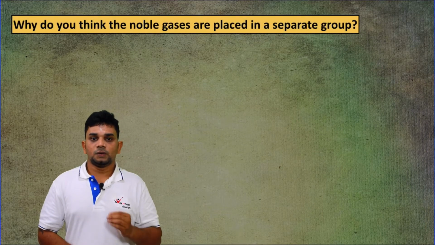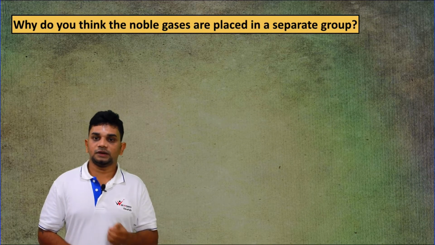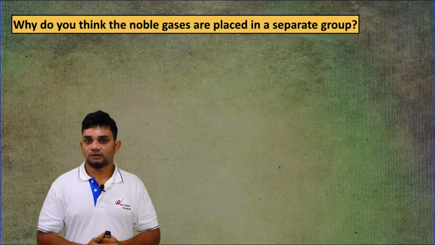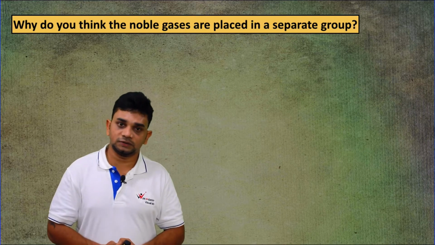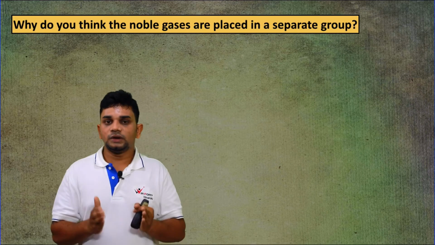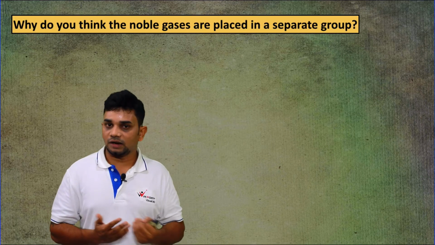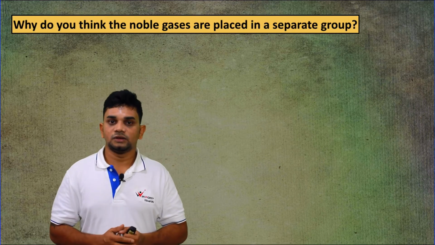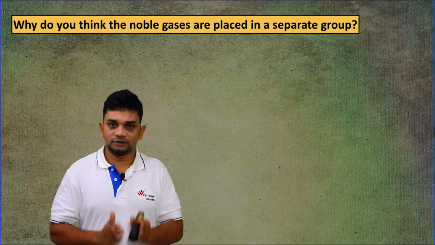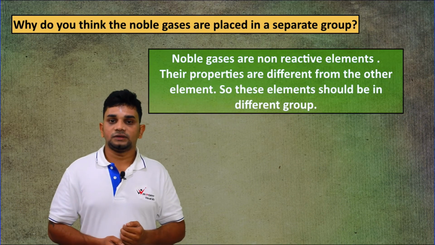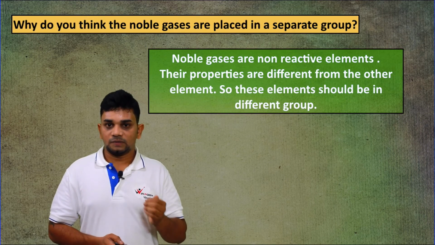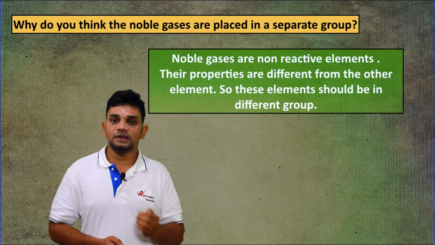Next question. Why do you think the noble gases are placed in a separate group? Noble gases. These gases are extremely low in the atmosphere. It was very difficult to discover. And these noble gases are not going to react with any other element. They are inert gases. So we can place these elements in a separate group. Noble gases are non-reactive elements. Their properties are different from other elements. So these elements should be in a different group.